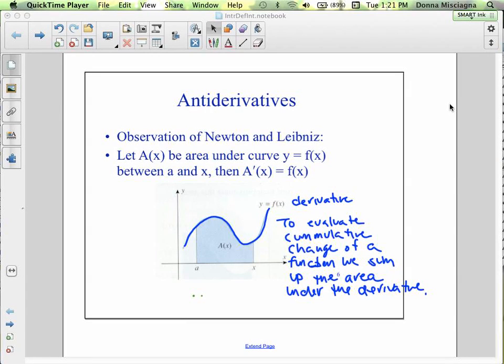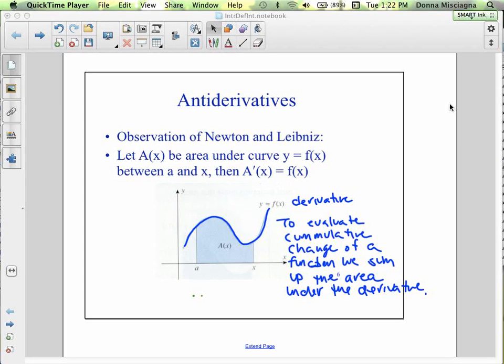Welcome. This lesson is going to tie together Riemann sums and antiderivatives. So, antiderivatives, an observation of Newton and Leibniz: let A of x be the area under the curve y equals f of x between a and x. Then A prime of x equals f of x. Now, what does that mean?